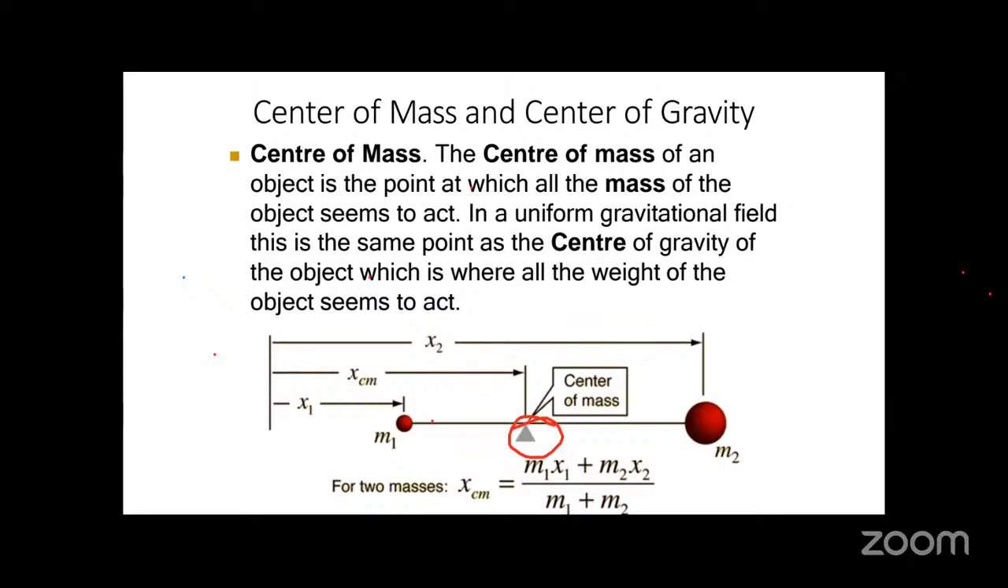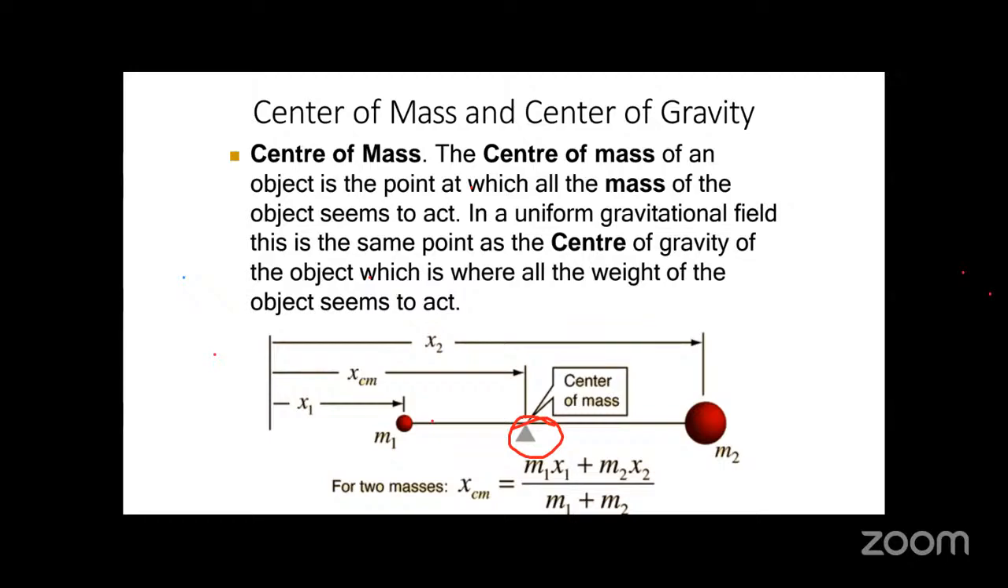But by this formula, if you apply it, you will know exactly where to put the balance point. That is what this center of gravity is teaching us. So you don't need to do trial and error. You just do your calculation, go straight to that point, put your pivot there, and the object will balance. Okay, sir.